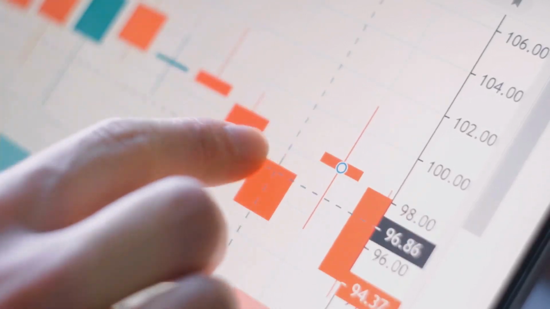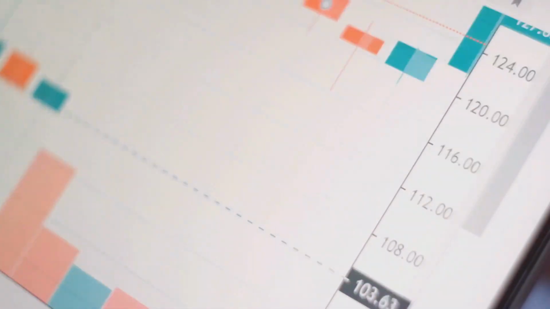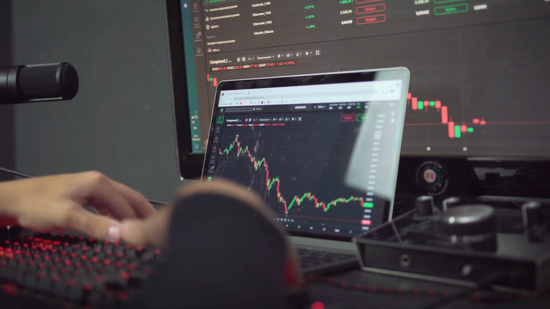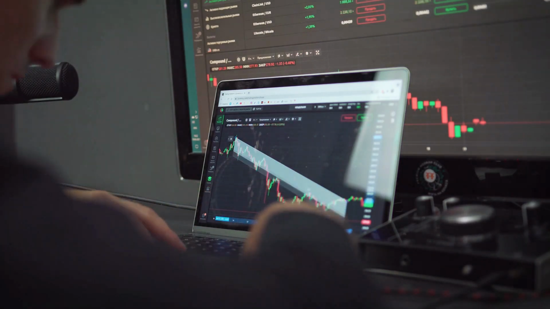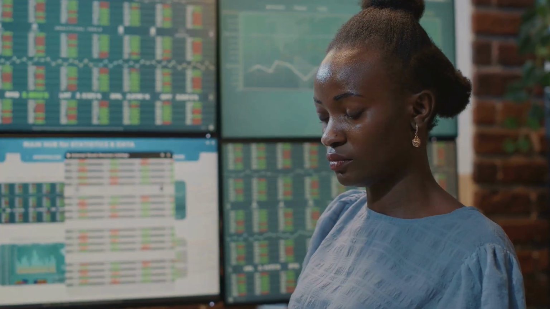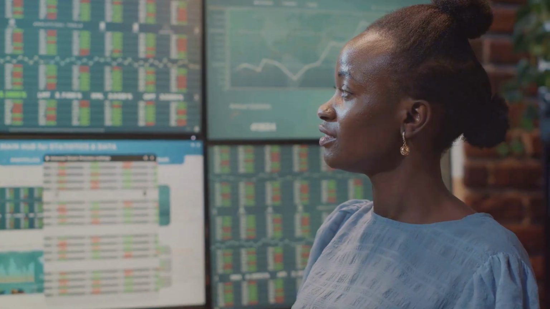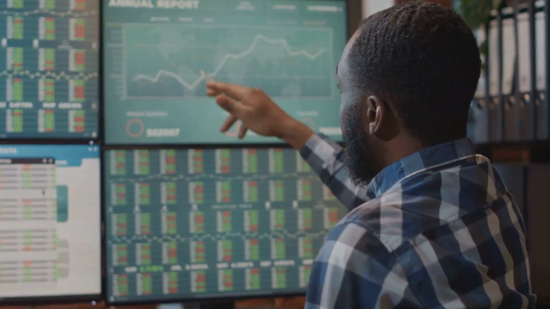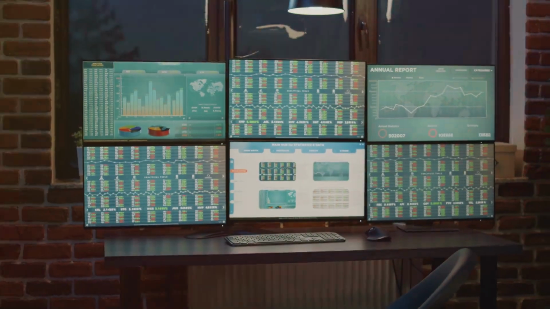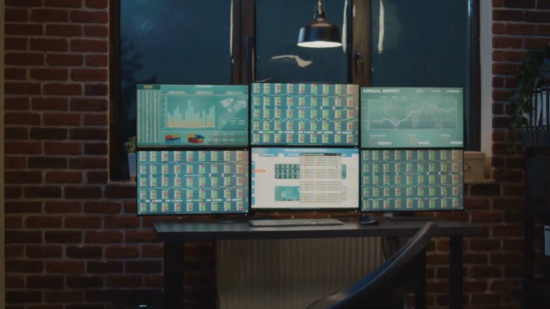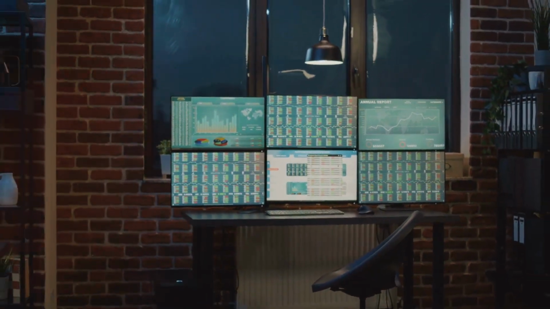Section 7. Backtesting and historical performance. Before you implement any trading strategy, it's essential to backtest it using historical data. Backtesting involves applying the strategy to past market data to see how it would have performed. This can help you to identify any potential flaws in the strategy and to get a sense of its potential profitability. There are various software programs and online tools available that allow you to backtest trading strategies with ease.